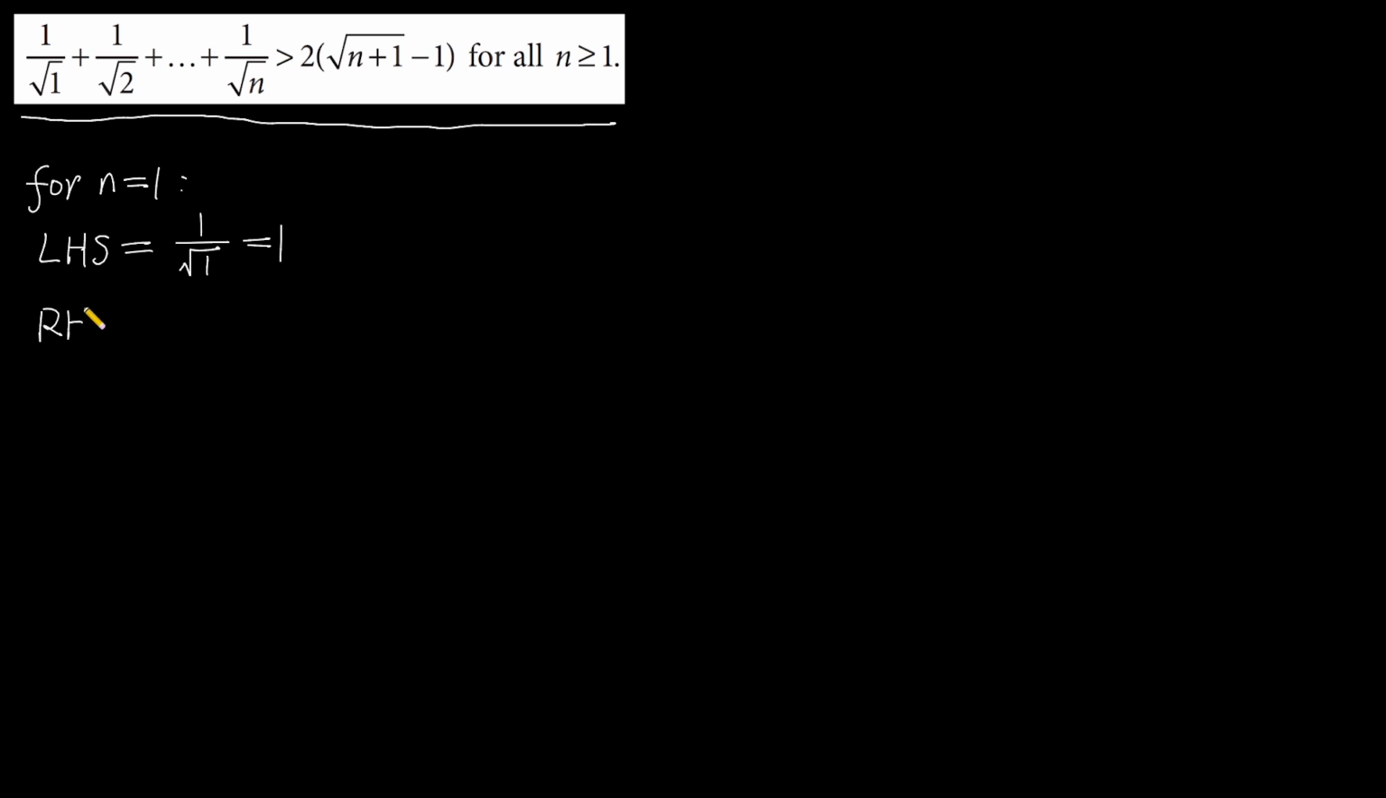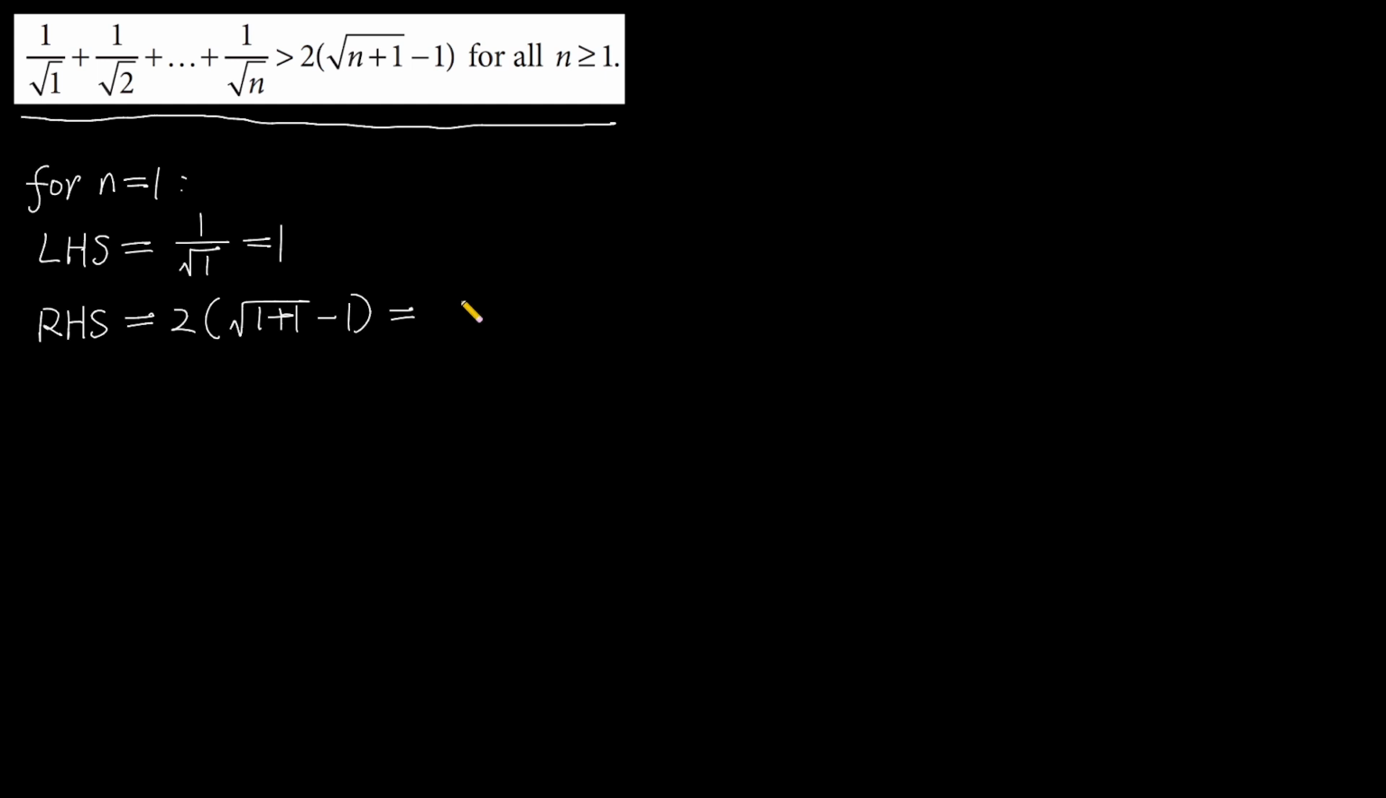Question. Prove this inequality by induction. I answer this question. So, for n equals 1, the left-hand side equals 1 over square root of 1, which equals 1. And the right-hand side equals 2 multiply square root of 1 plus 1, minus 1.